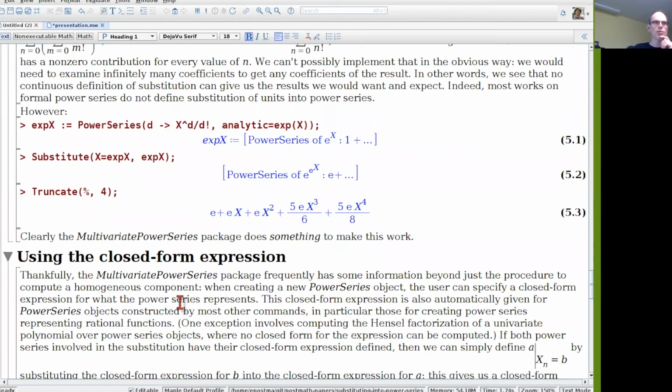Well, thankfully, the multivariate power series package frequently has some information beyond just that procedure to compute a homogeneous component. We initially did this mostly in order to make the objects look nice. You can see you can specify basically a closed form expression when you create a new power series, and that's used here in the typesetting of what this thing is.